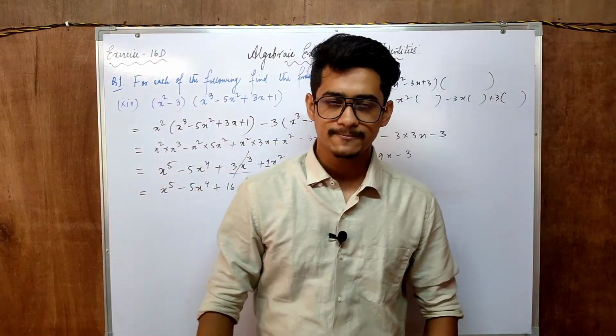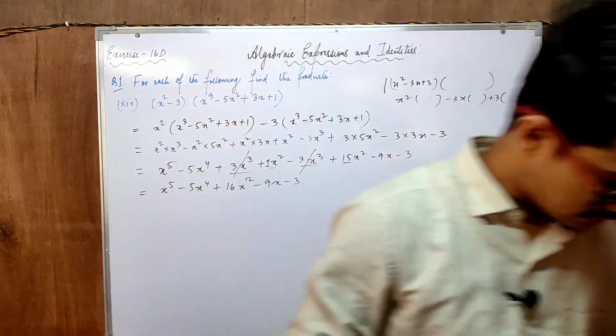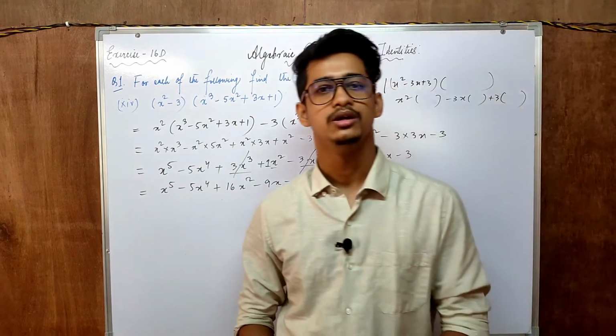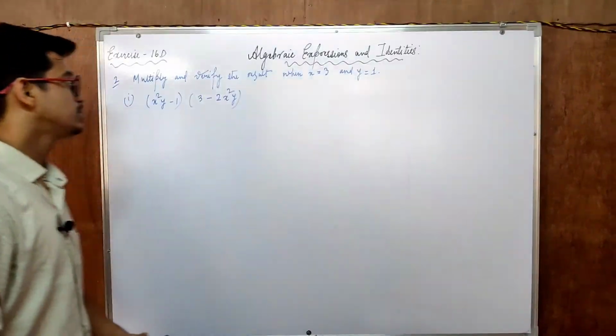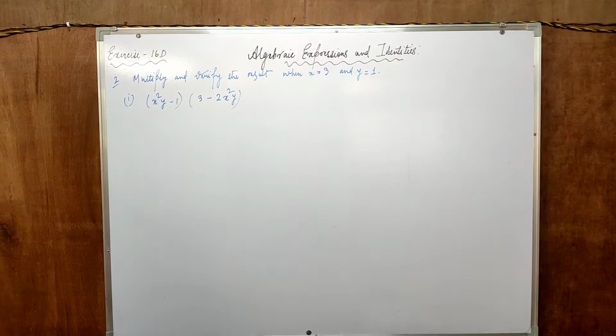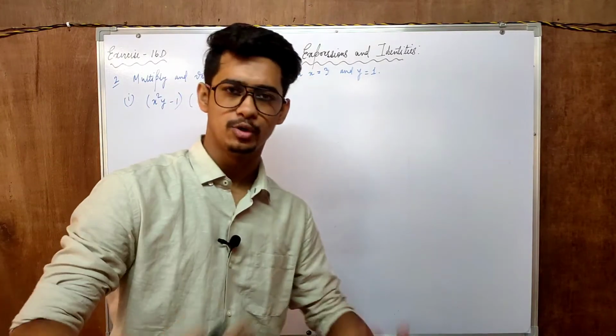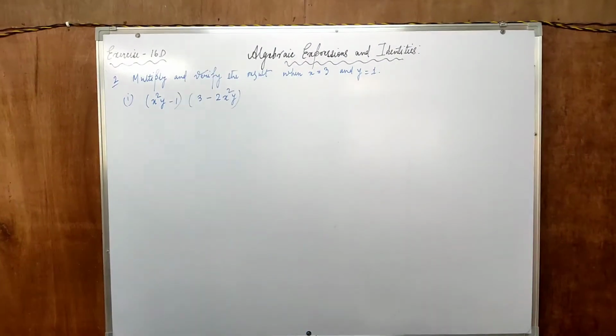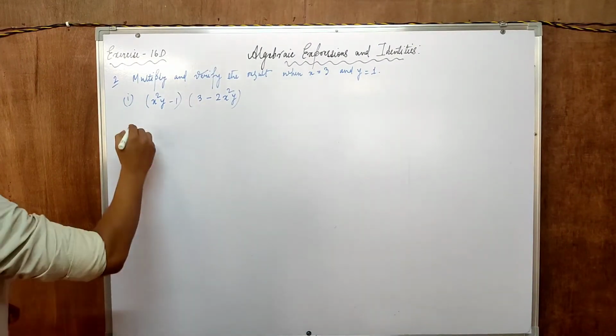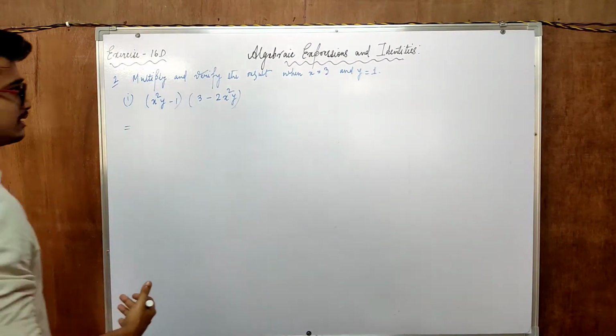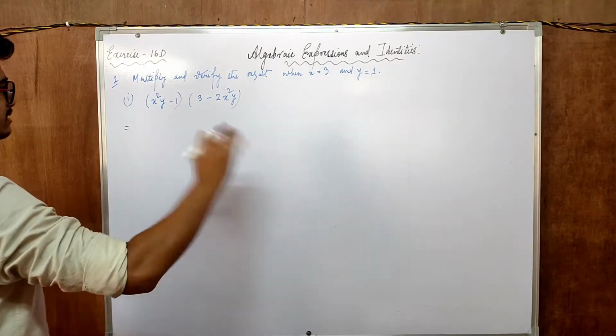So question number 1 is done. Moving on to the next question, which is question number 2: multiply and verify. The same question, multiply and verify. We have done this type of question numerous times. Let's do that. No need to waste any time discussing. Let's quickly do this sum.